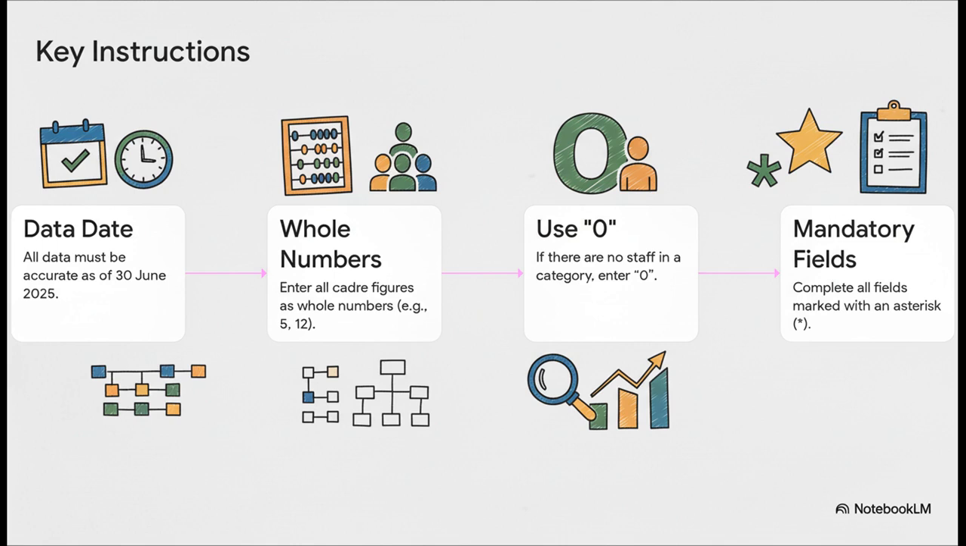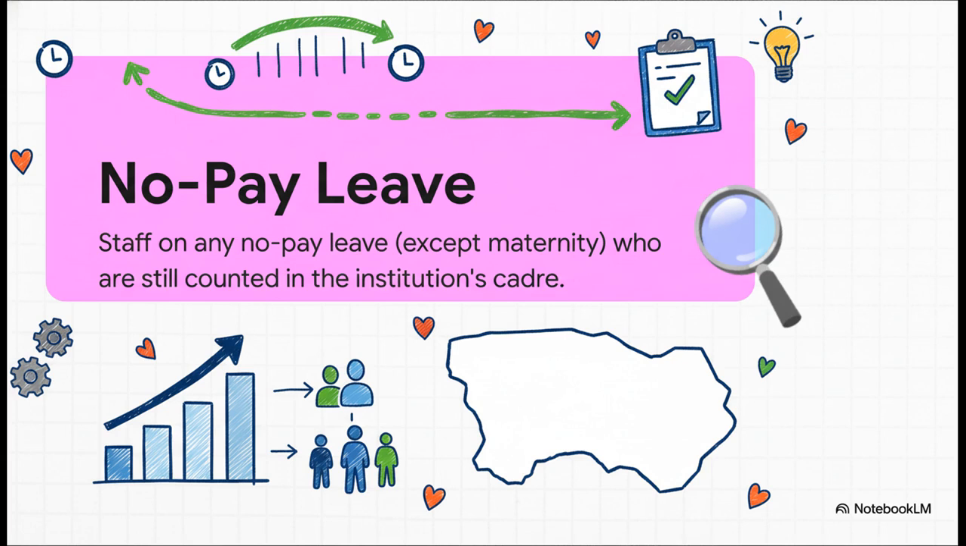Simple as that. Okay, one more key definition you're going to see over and over is this no pay leave column. So what is it? It's for any staff member who's on leave without pay but is still officially on your books. The really important thing to remember here, this does not include maternity leave. So anyone on maternity leave, you don't count them in this specific column.